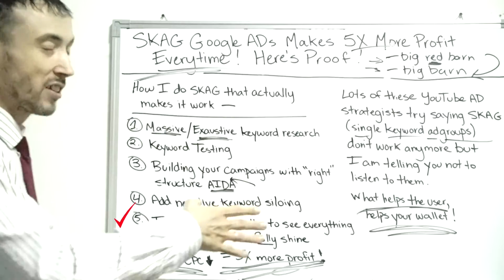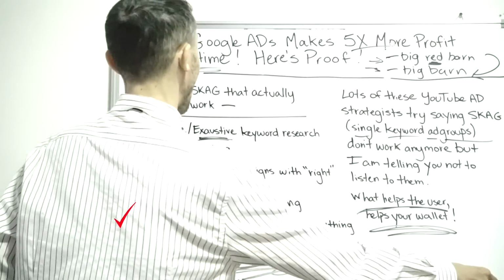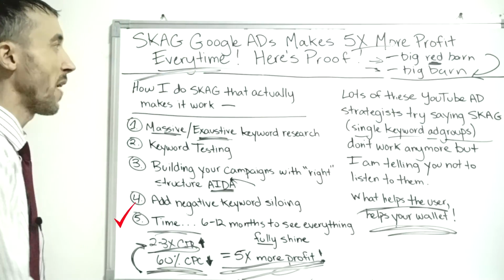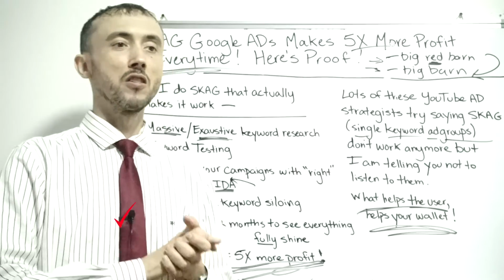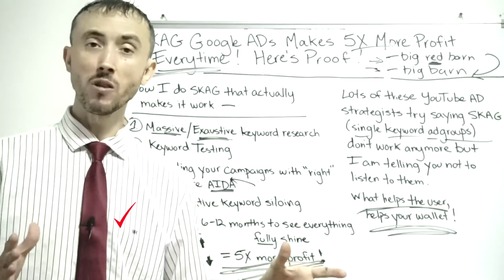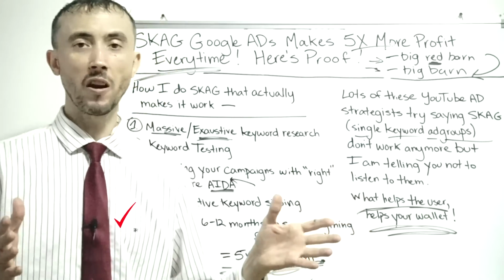So, that's pretty much everything I could tell you about this SKAG, how and why it makes 5 times more money for your business. You're going to have to do the keyword research and handwrite the ads. Don't use software to make your ads.